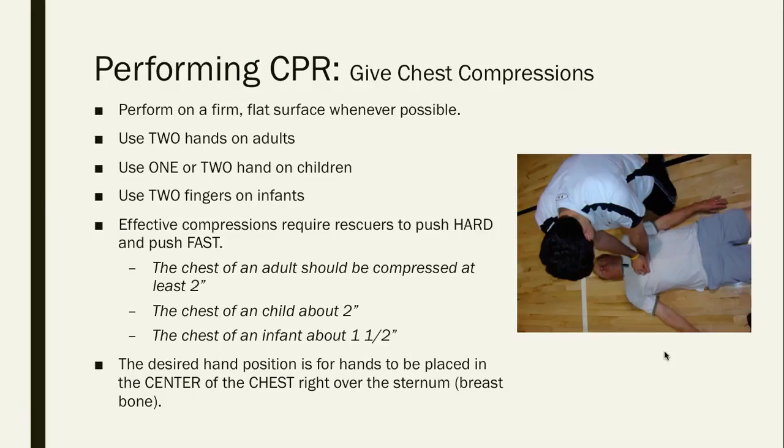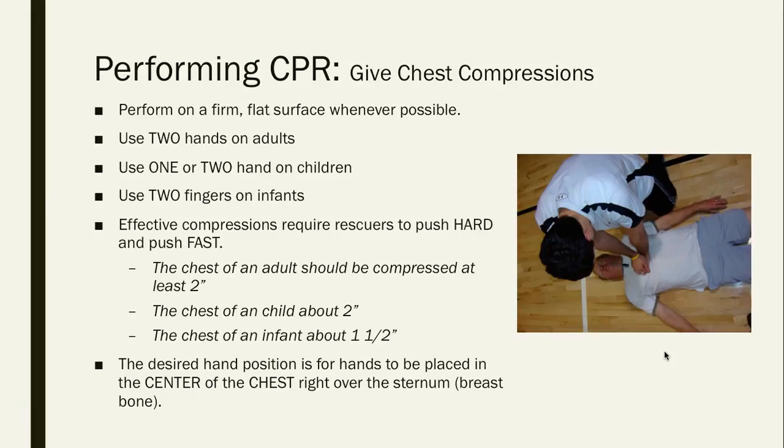Okay. Effective compressions require rescuers to push hard and push fast. So the chest of an adult should be compressed about 2 inches, the chest of a child about 2 inches, and the chest of an infant about 1.5 inches. You're going to break ribs. It's going to happen. I'd rather have broken ribs than not be here. So it's okay if you feel ribs breaking when you're doing this. The desired hand position is for hands to be placed in the center of the chest, right above the sternum, right above that breastbone.